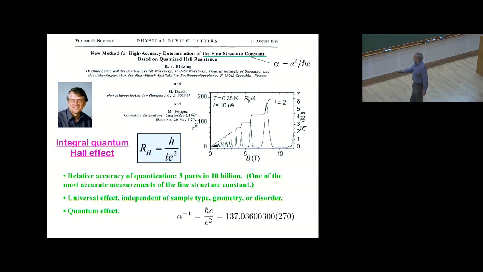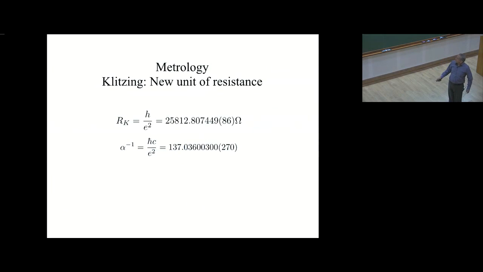Okay, so the basic phenomenon is quantized Hall plateaus combined with very small ordinary resistance. In fact, the ratio h over e squared has now been adopted as the new unit for resistance. It's called the Klitzing constant after the discoverer von Klitzing.